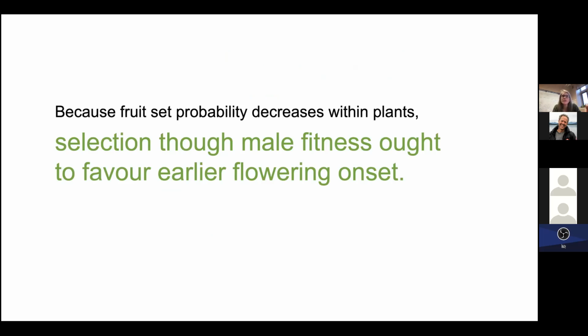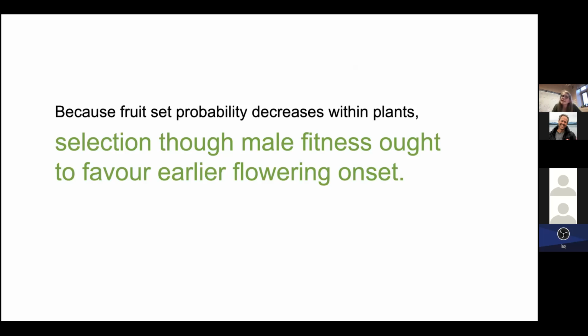Importantly, this prediction is saying that selection favors early flowering onset through male fitness simply because the first plant to flower is early, right? It's just the fact of being early that makes it have high male fitness. It's not that there's something intrinsically better about that first plant that makes its pollen higher quality or anything like that. It's just by the fact of being early, it should have higher male fitness.